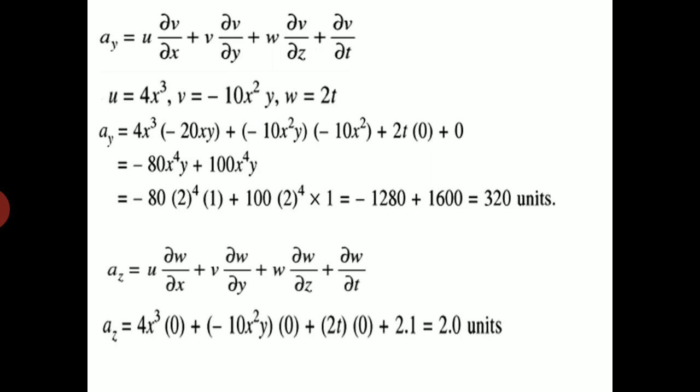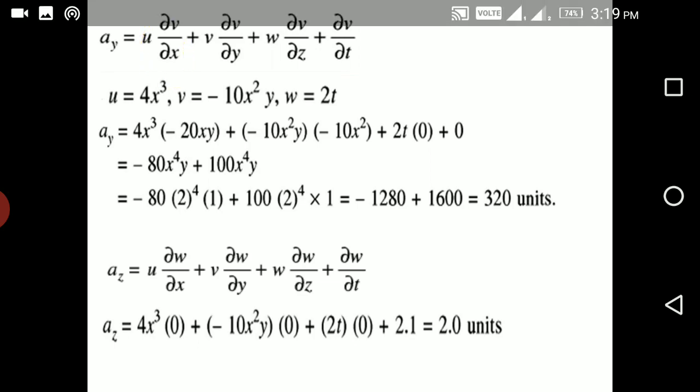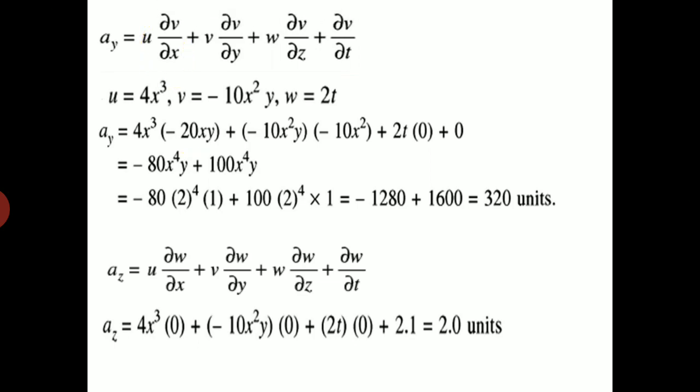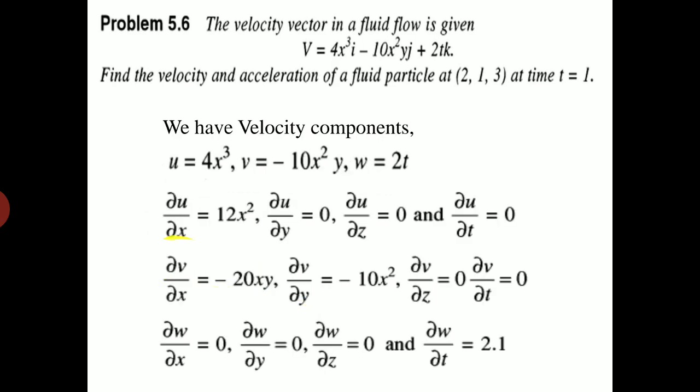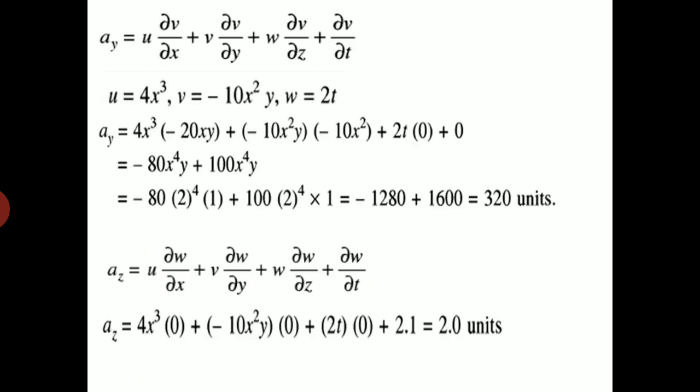So ay is equal to u into dabba v by dabba x. So what is the value of u? The value of u is 4x cube. What is the value of dabba v by dabba x? Just checking, the value of dabba v by dabba x is minus 20xy. So we'll be substituting this over here. So ay is equal to 4x cube into minus 20xy.